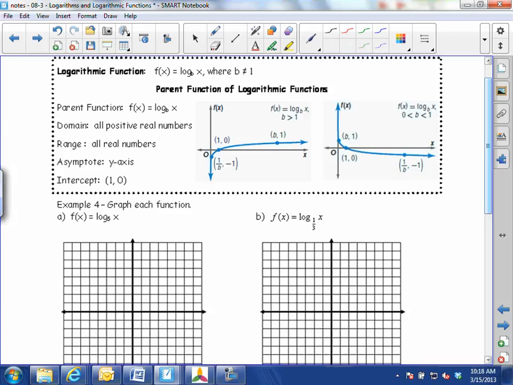Okay, logarithmic functions. Logarithmic functions are just exponential functions written in a different way. So they're still going to have that same curve like we were graphing before. Same exact thing, we're just writing it in a different way, but they're going to have that same shape. These are pretty easy. Notice when I have a parent function, we just have f of x equals log base b of x.